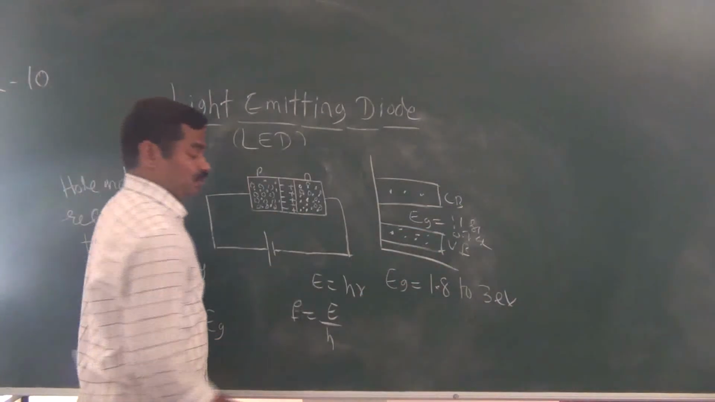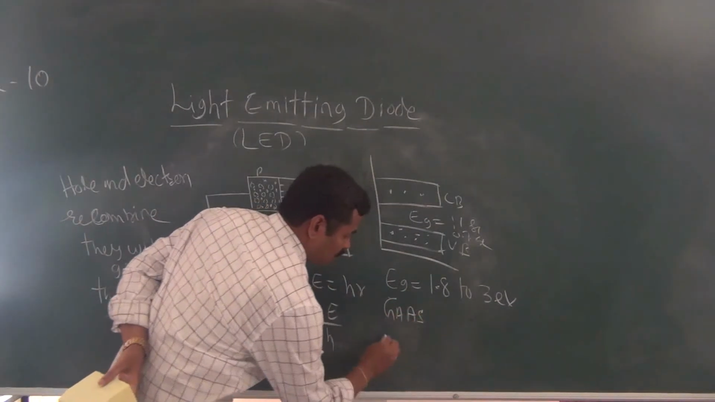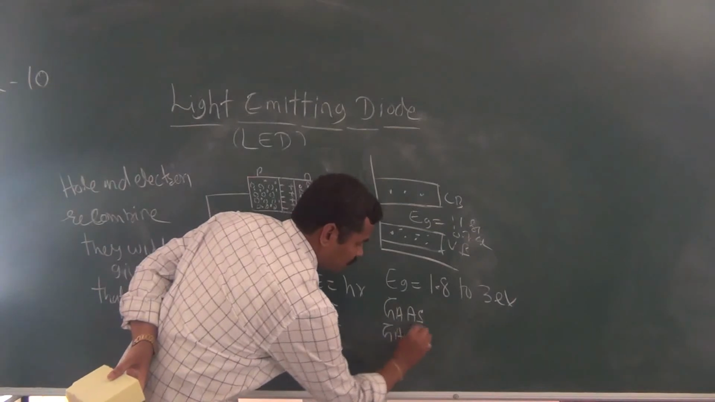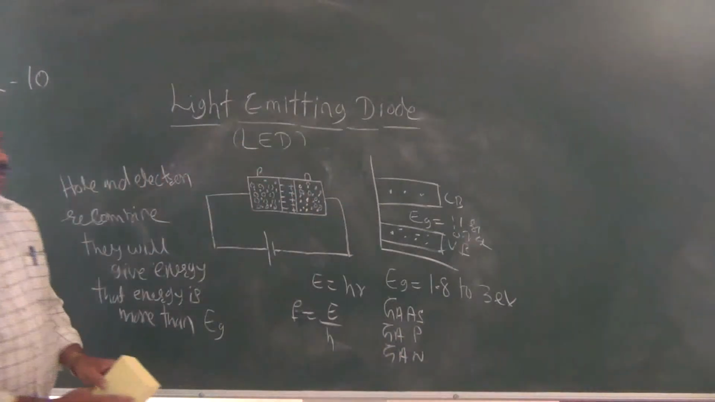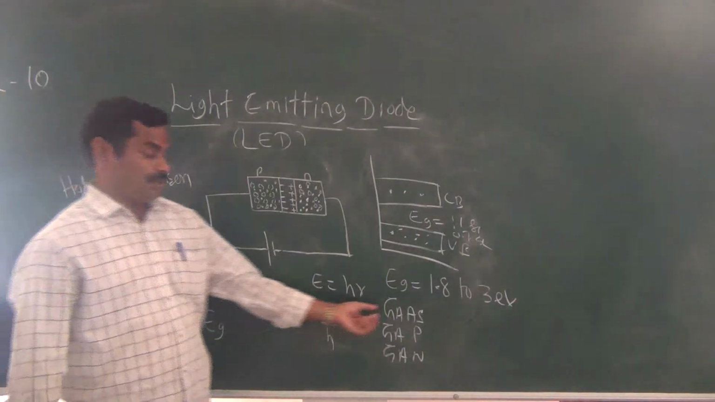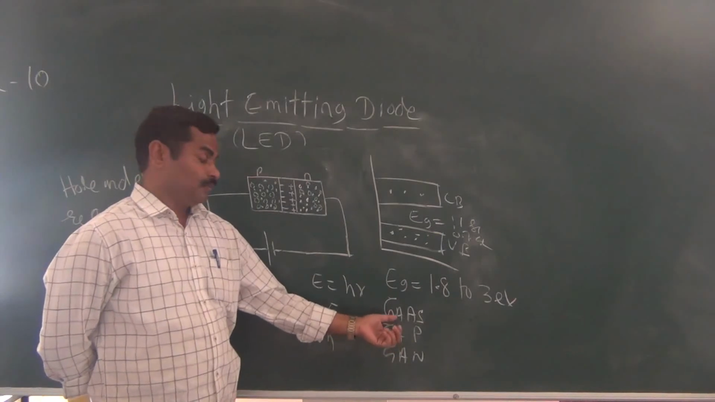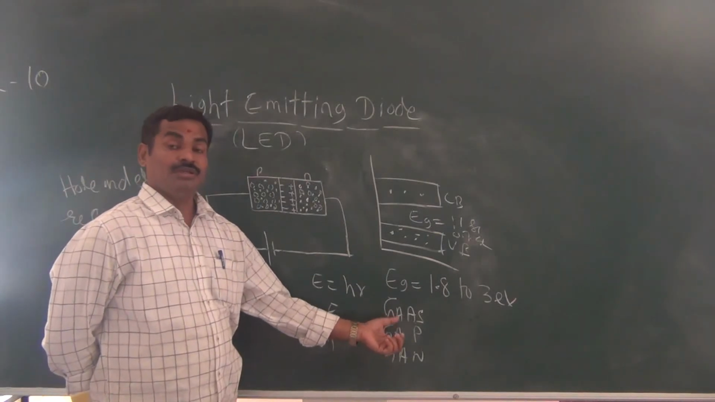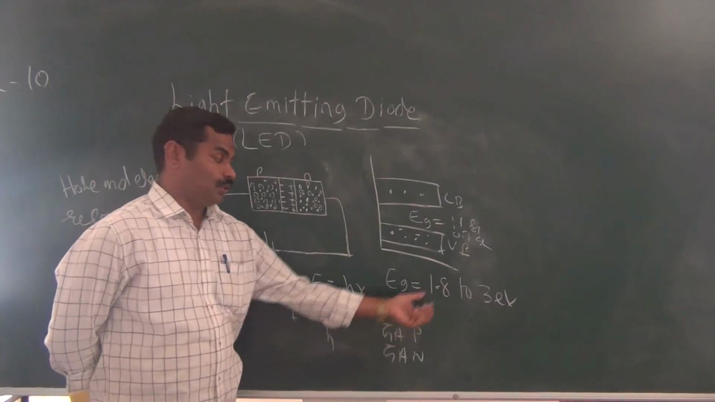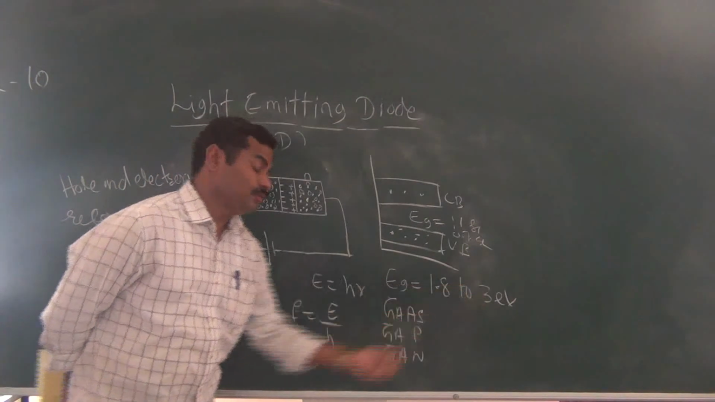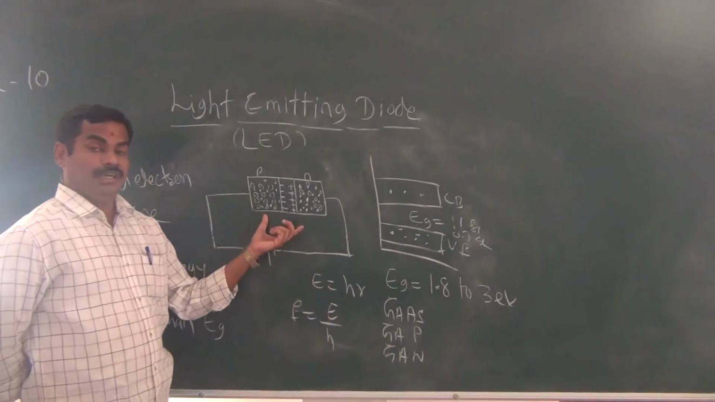What are you using? You are using gallium arsenide, or gallium phosphide, or gallium nitride. Like that, we are using different types of semiconductors. If you use such semiconductors, gallium arsenide or gallium phosphide, the energy gap is more than 1.8 to 3 electron volt. You use this type of semiconductor in the LED.